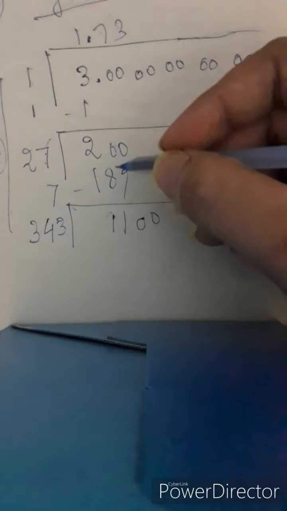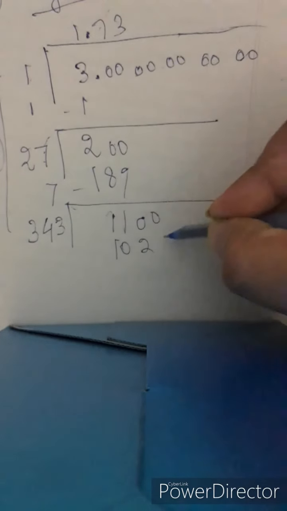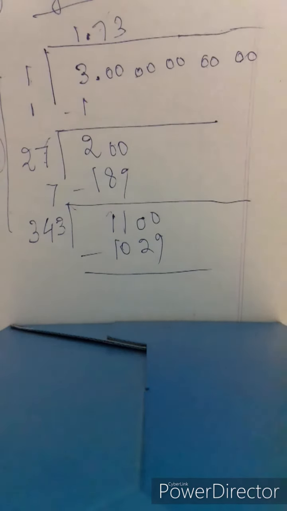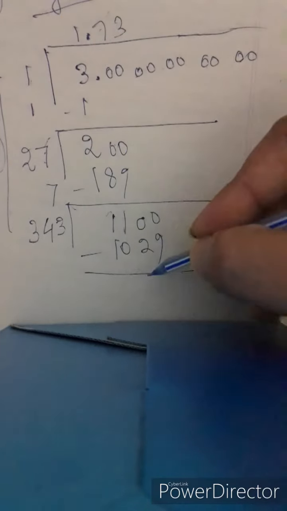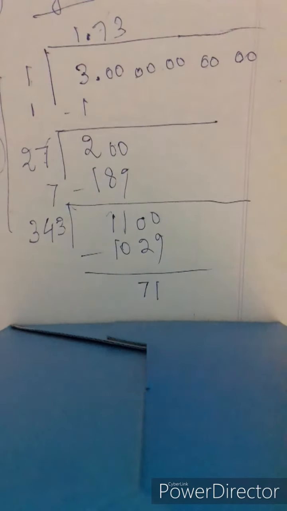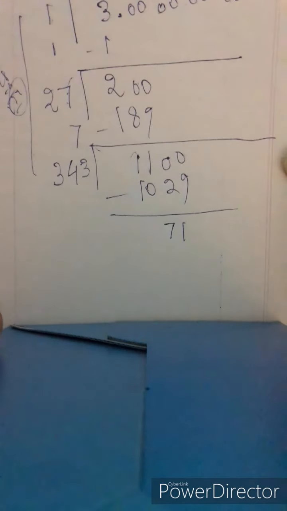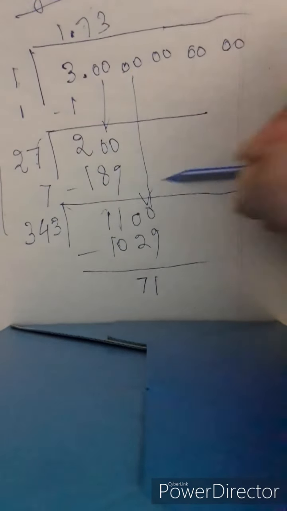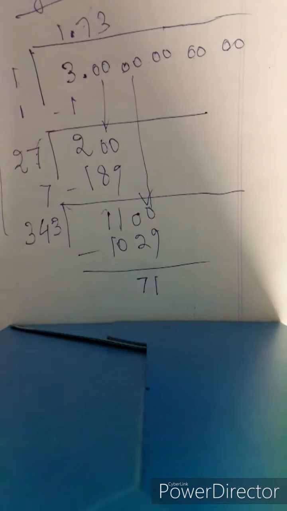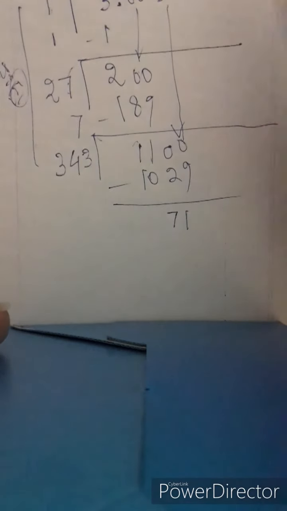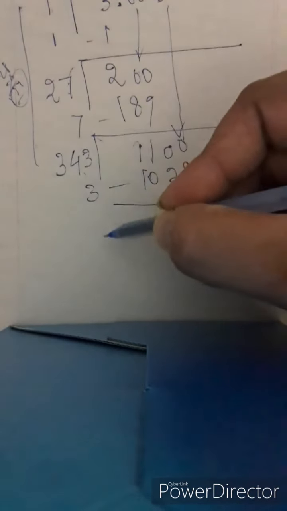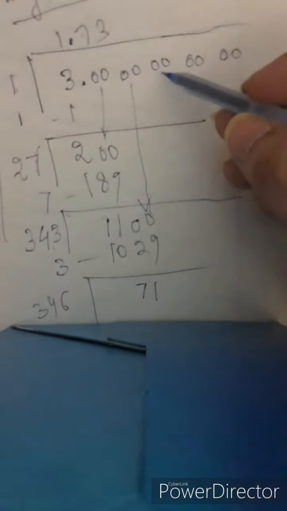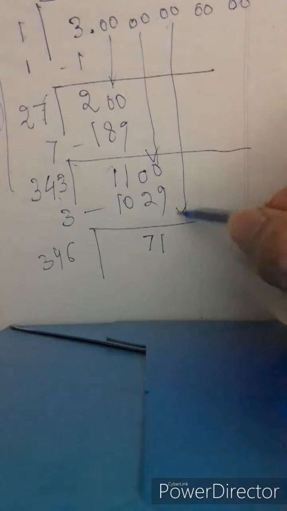343 into 3 becomes 1029. Now 1100 minus 1029 becomes 71. Now again, we have brought down these two places of decimals here, remaining are 3. So 343 plus 3 becomes 346. And 71, bringing down this decimal here.